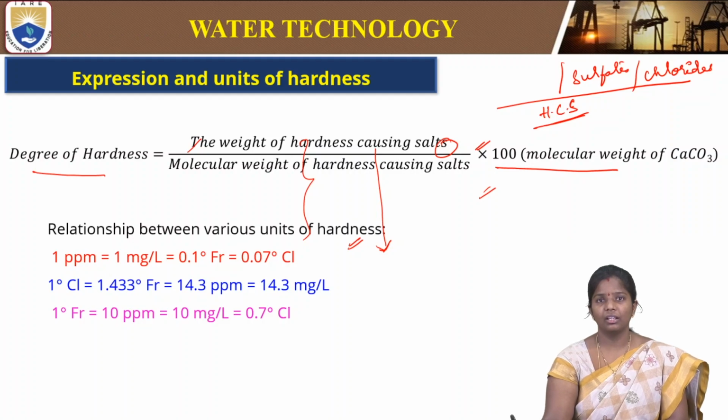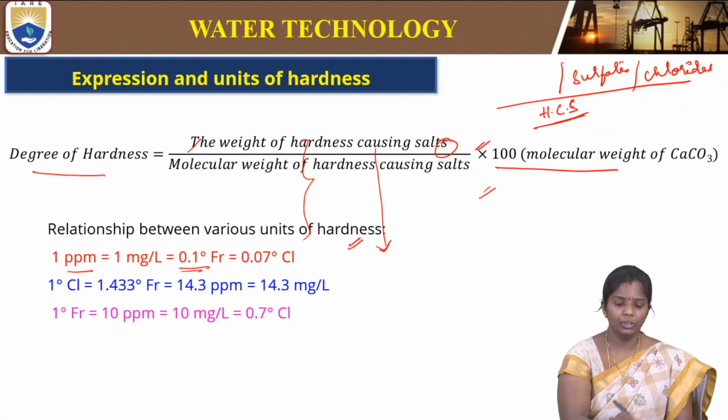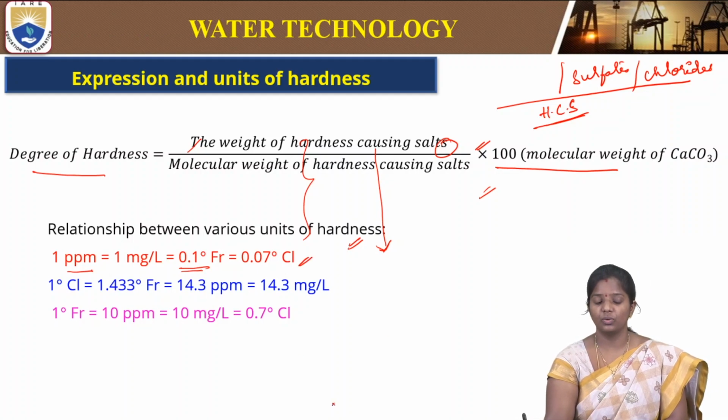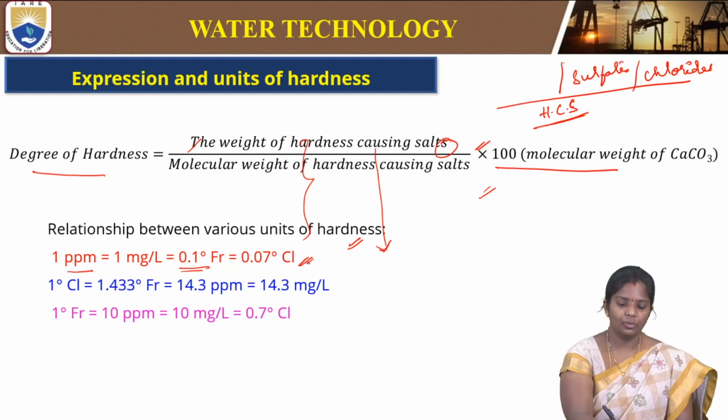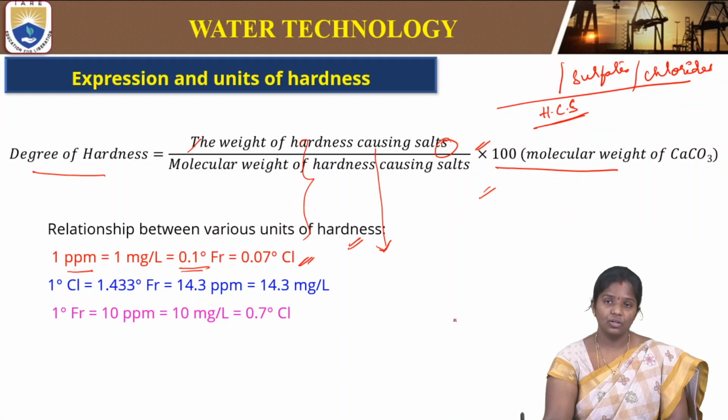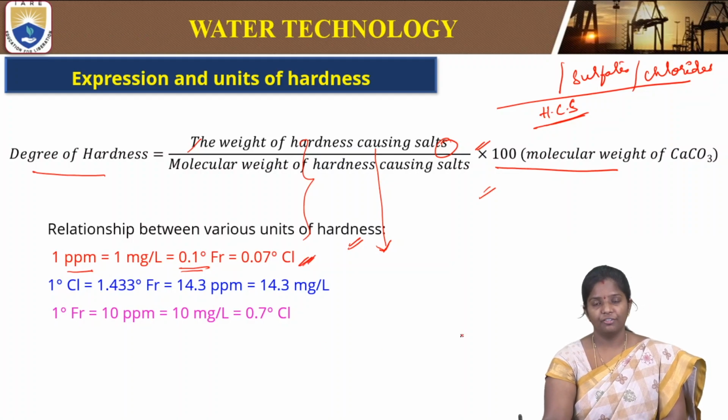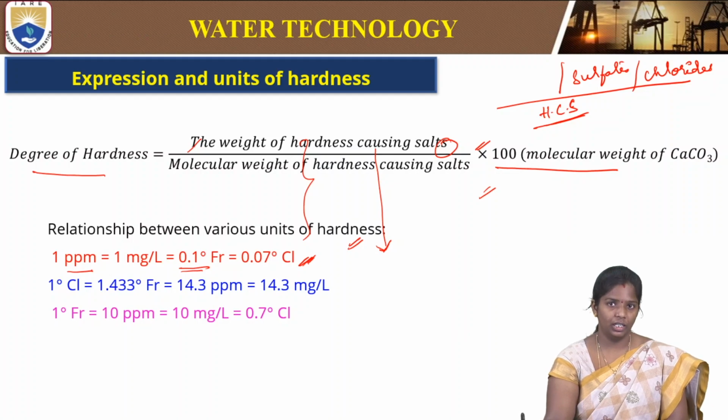Then we have these relationships of units of hardness. There are different units used for expressing hardness depending on the application. 1 ppm is nothing but 1 mg per liter, which is equal to 0.1 degree French and also equal to 0.07 degree Clarke. Whenever we want to calculate in degree Clarke, we multiply the ppm or mg per liter value by 0.07, and for degree French we multiply by 0.1.